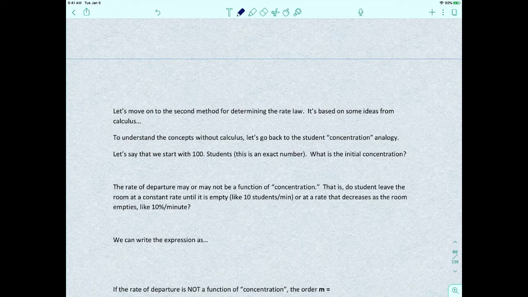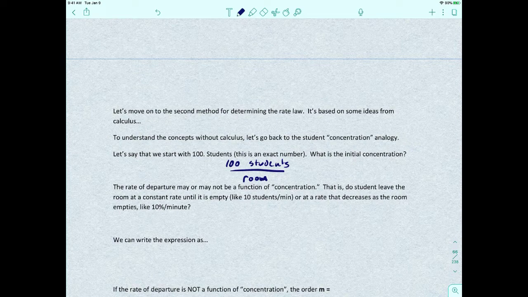So what is that initial concentration? Well, that one's pretty easy. It would be 100 students in the room. Now, the rate of departure may or may not be a function of concentration. That is, do students leave the room at a constant rate until it's empty, like 10 students a minute? Or does the rate decrease as the room empties, like 10% a minute?